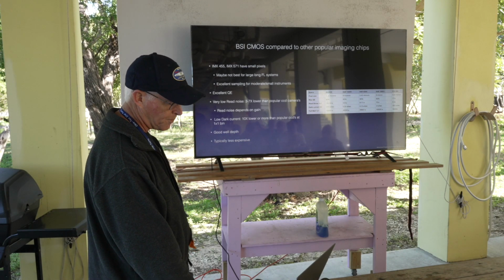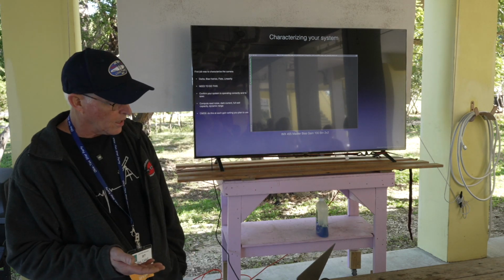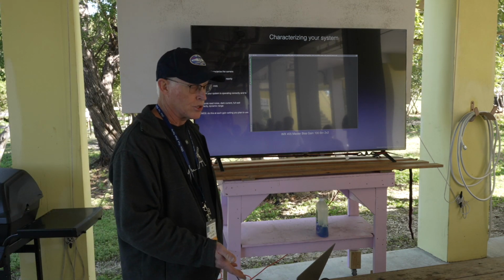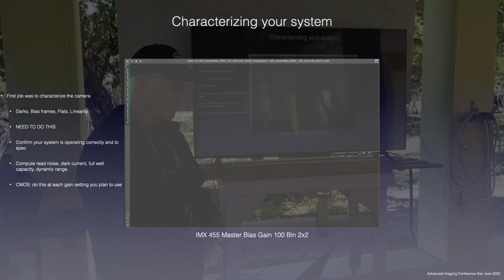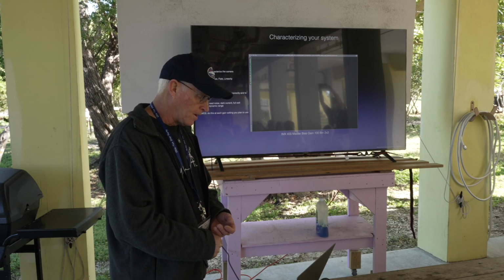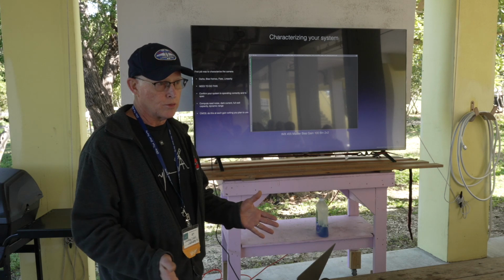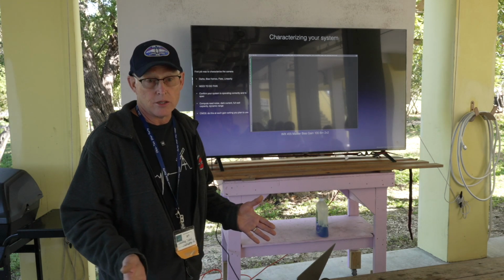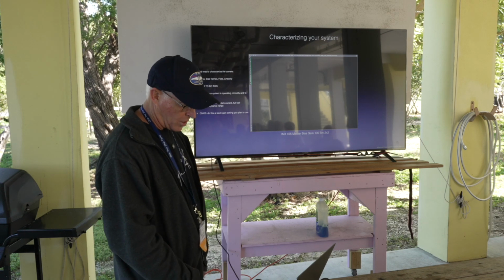It's pretty incredible. But one thing you do need to do, no matter what kind of camera system you're using, is what's called characterization. You need to find out, what read noise does my system have? Is it linear? How do you confirm that it's operating to the specs that the manufacturer you bought it from says it is? So it's called characterization, and it's pretty easy to do actually.